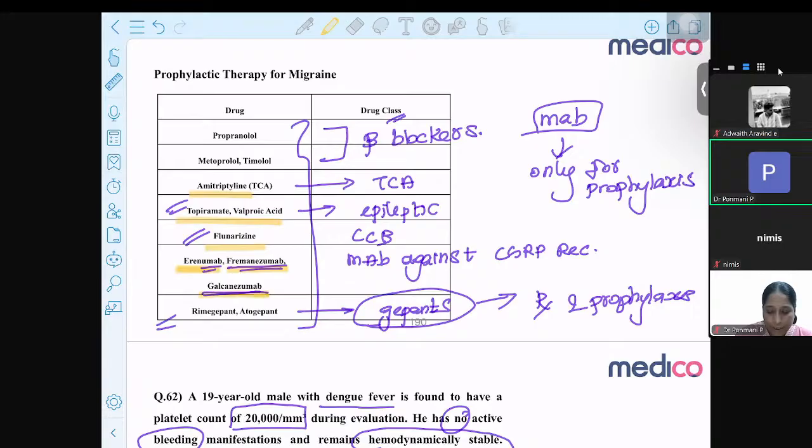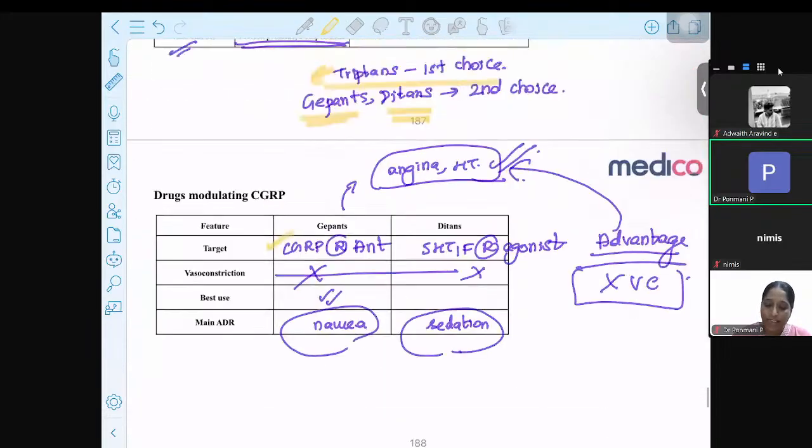and galcanezumab. So what are these? These are monoclonal antibodies against the CGRP receptor. And one more interesting finding is that gepants can also be used for prophylaxis. So please remember, the only drugs used for both prophylaxis and treatment are gepants. The only CGRP drugs used only for prophylaxis are the monoclonal antibodies. Okay, with this, we will try to answer our question.